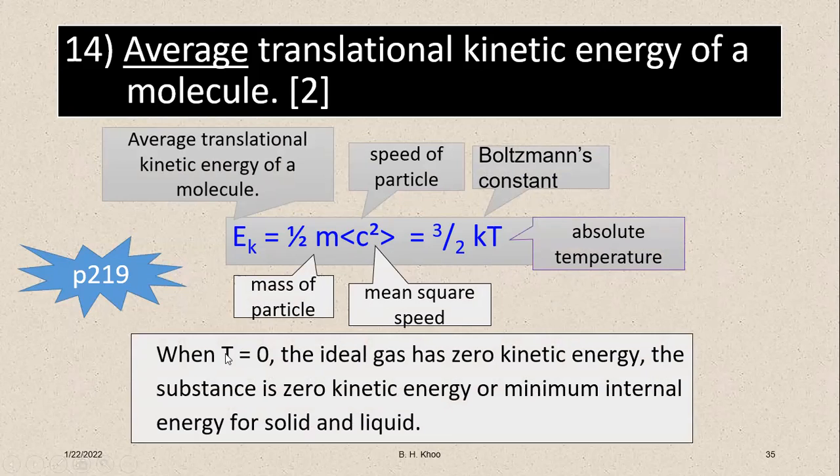Right? We can see from this equation, when T equals 0, the ideal gas has 0 kinetic energy. For an ideal gas, there is no kinetic energy at 0 Kelvin. But if it's solid or liquid, which we will define later on, it still has potential energy, so that's why it still has internal energy, minimum internal energy. Right? We'll cover this later on.